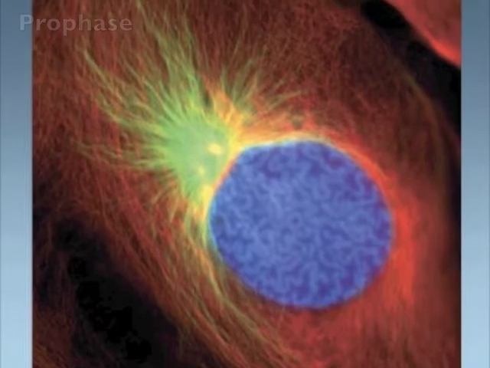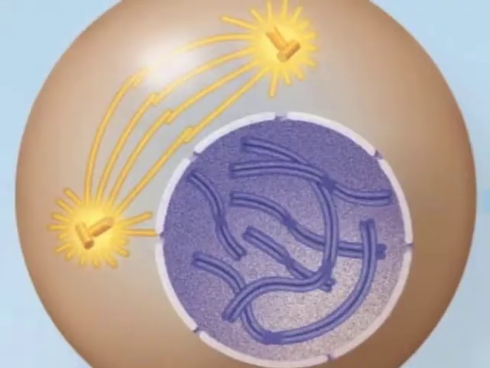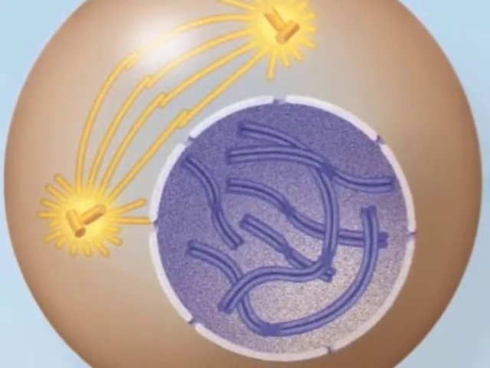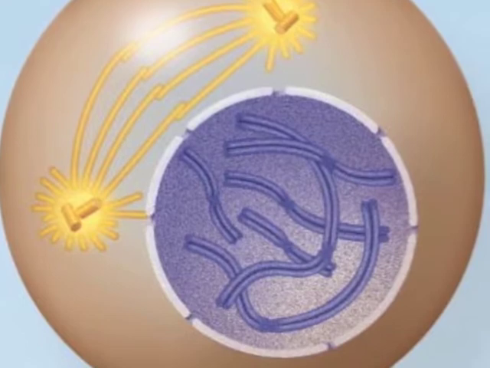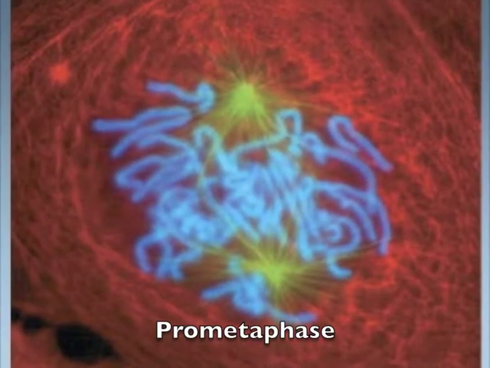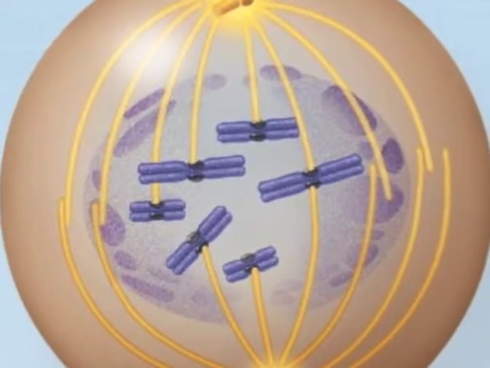Prophase is the first stage of mitosis. Chromosomes condense and are now visible with a light microscope. The centrioles have been duplicated and begin to move to opposite poles of the cell. The spindles approach chromosomes and the nuclear envelope disintegrates. During prometaphase, the microtubules of the spindle have attached to the kinetochores of the chromosomes.